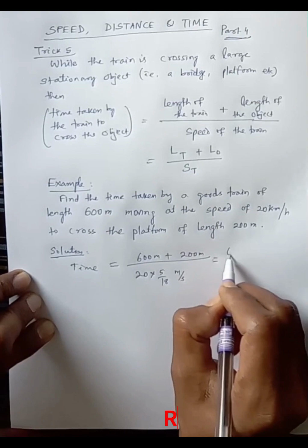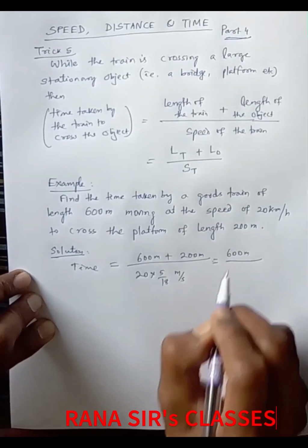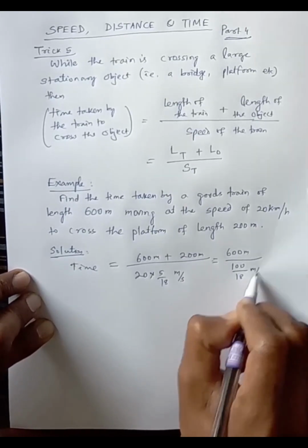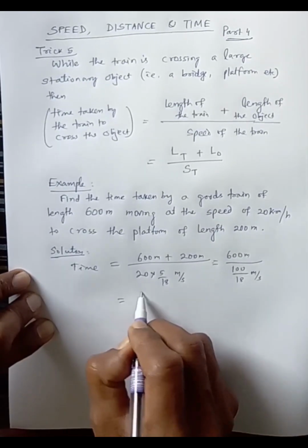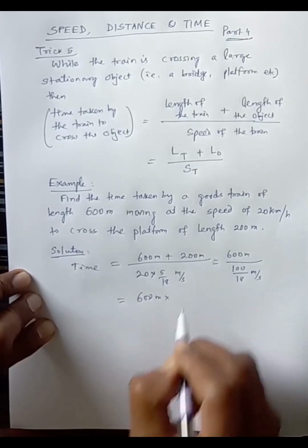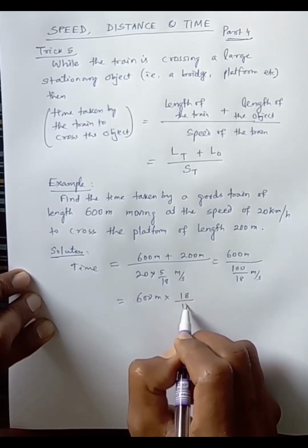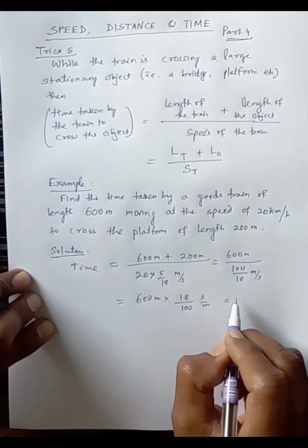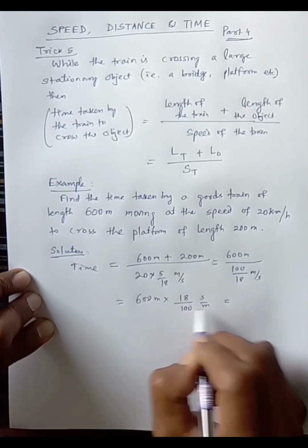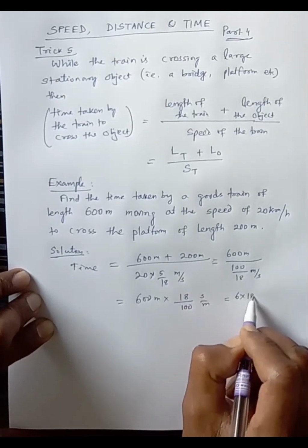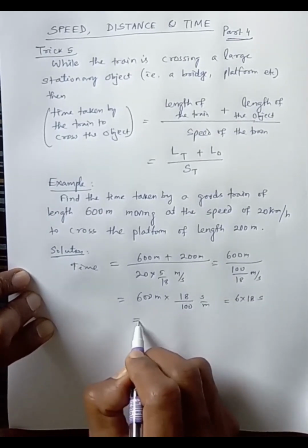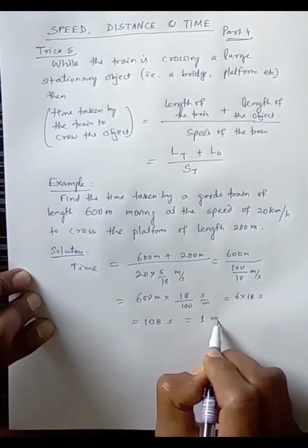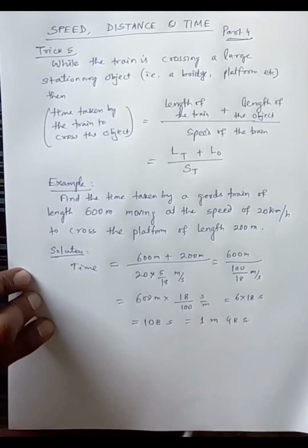This is equal to 600 meter divided by 100 by 18 meter by second. This is equal to 600 meter into 18 by 100 second by meter. This is equal to 6 into 18 second. This is equal to 108 second, which is 1 minute 48 second.